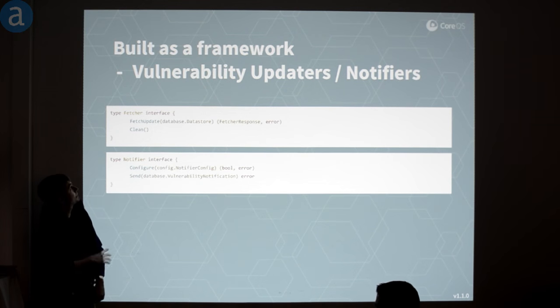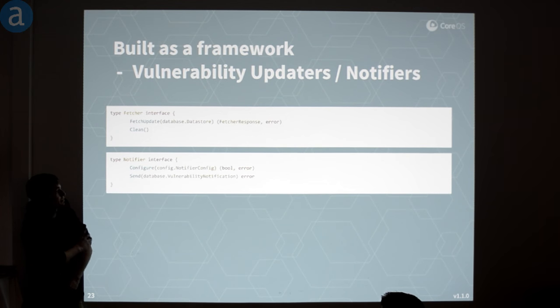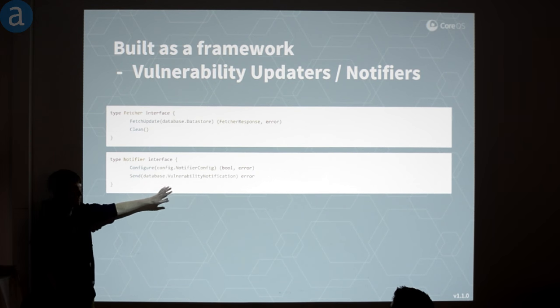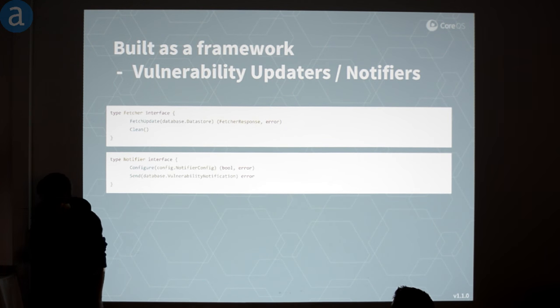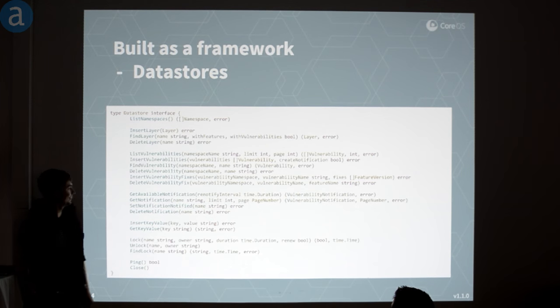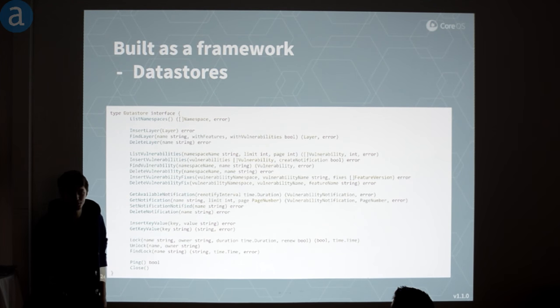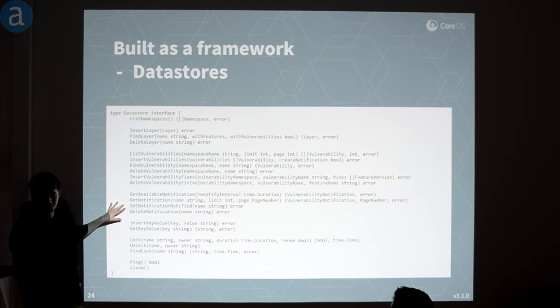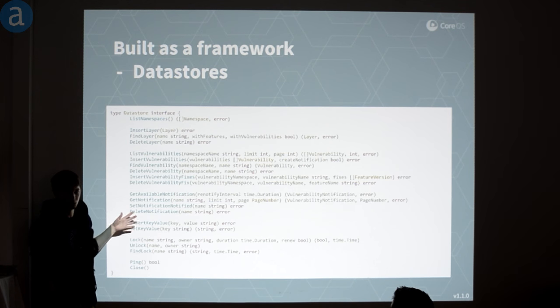We then have two pretty simple interfaces for the vulnerability updaters and the notifiers. What the vulnerability updater interface does is simply ask an external vulnerability database and return a bunch of vulnerabilities. The notifier is even simpler. It just takes a notification and sends it to a third party. And that one is, well, more complicated. This is our data store interface. It represents all the interactions that we can have with the Clair backend.